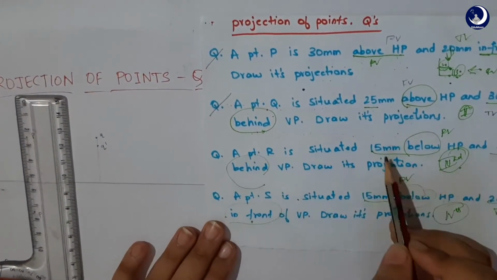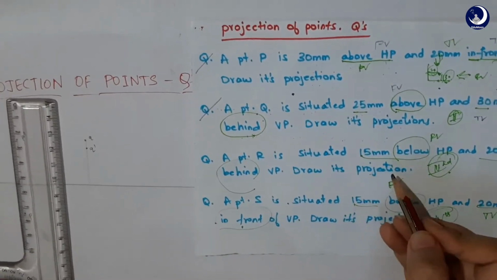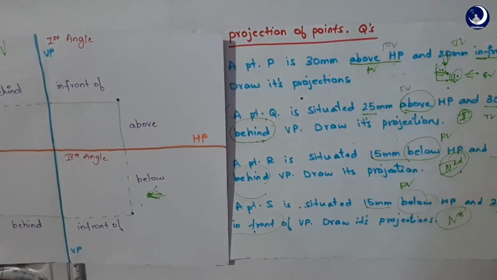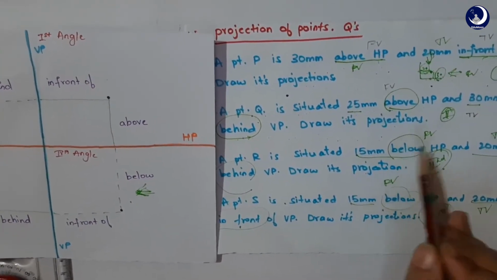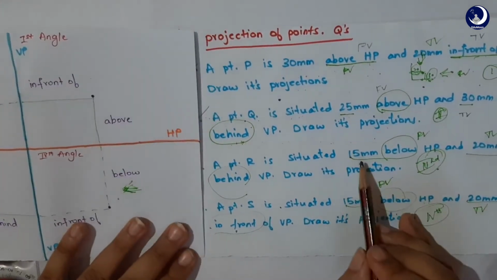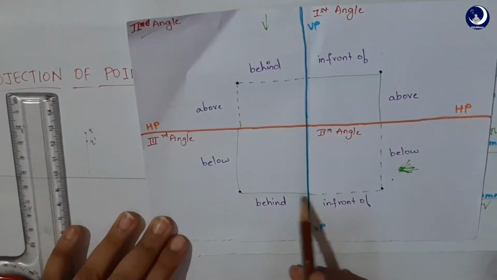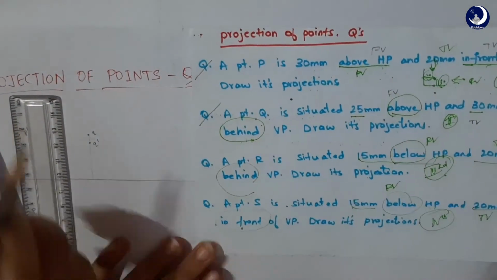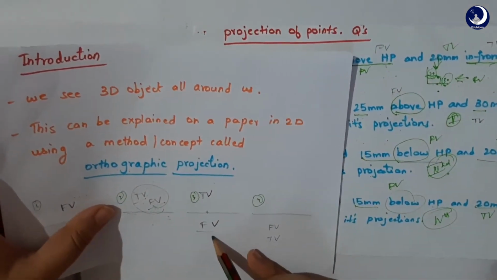A point R is situated 15 mm below HP and 20 mm behind VP. Draw its projections. Again, the first step is to identify which quadrant the point lies in, that is, which angle projection they're asking us to draw. Again, how to identify is by using the keywords. It's 15 mm below HP and 20 mm behind VP. So it's below HP and behind VP. That means it's clearly the third quadrant. In the third quadrant, the top view is above the reference line and the front view is below the reference line. Keeping this in mind, we will draw the projections.